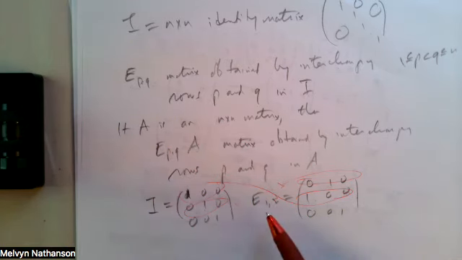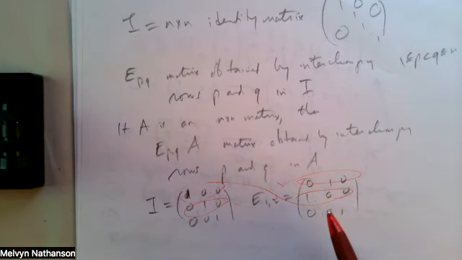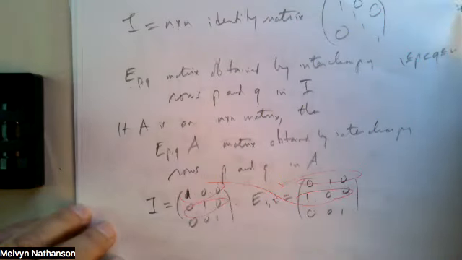And if I multiply E12 by any 3 by 3 matrix A, it will interchange the first two rows of the matrix. It will interchange rows 1 and 2. Right, that's what I'm saying. And in general, if you want to interchange rows P and Q of a matrix, you can multiply it on the left by this so-called elementary matrix, EPQ.